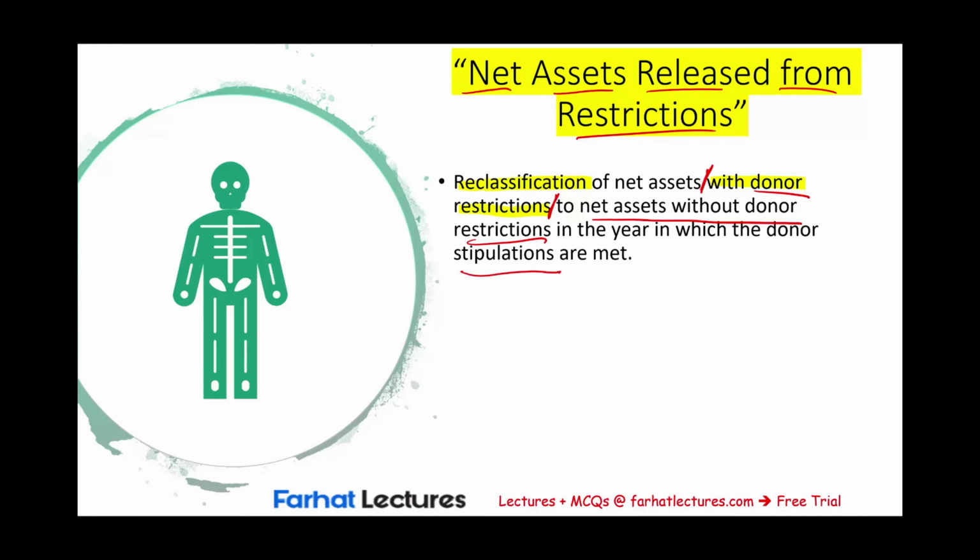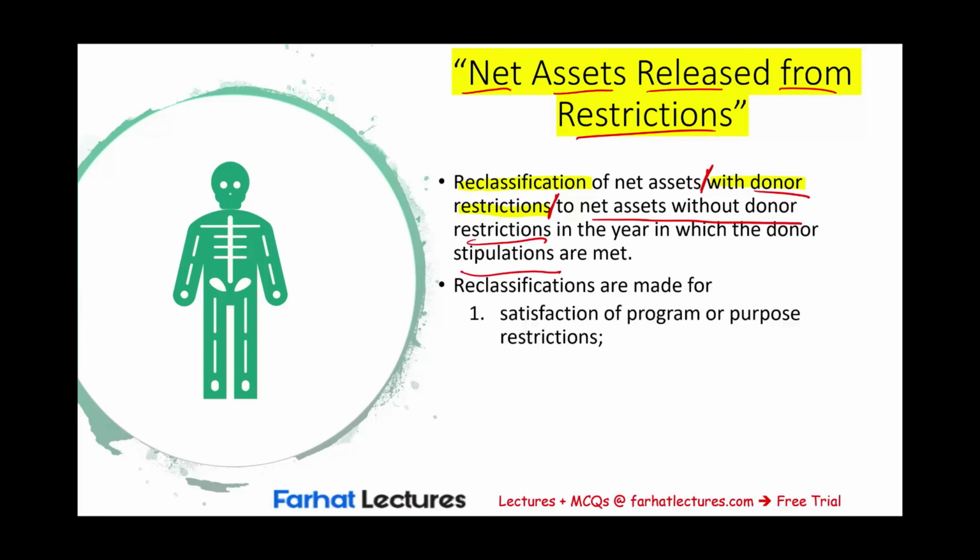So reclassifications are made when a donation satisfies a program or purpose restriction. Simply put, somebody said, you can only use this money for public health. Well, we're ready to use it for public health. It goes from the with donor restriction column to the without donor restriction column, revenues and expenses. And you're going to see what I mean in a moment.